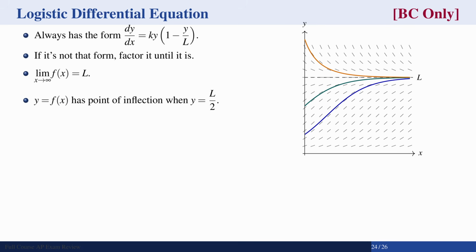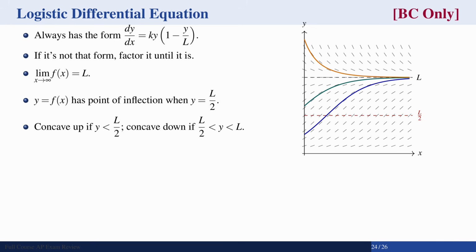Another thing, y equals f of x, the solution, will always have a point of inflection when y equals L over 2. That's actually only true if you start off with an initial condition below L, but that's definitely the most common thing that you get. We can also talk about concavity. So if y is less than L over 2, you are definitely concave up. If y is between L over 2 and L, you are concave down. You can kind of look at the slope field and see that. In terms of increasing and decreasing, if you start out below L, you're always increasing. If you start out above L, you are always decreasing.